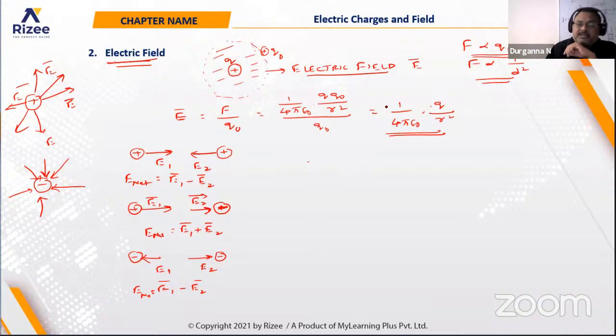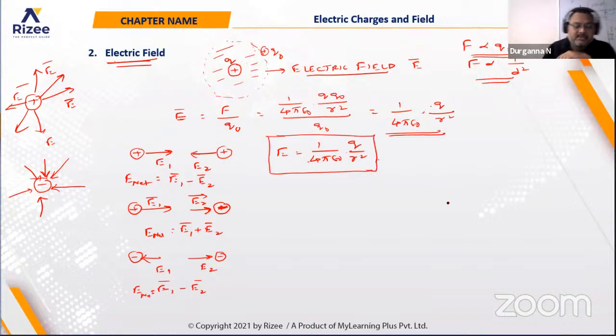So for the point charges, the electric field can be written as E is equal to 1 by 4 pi epsilon naught into Q by R square. So this is for a point charge or independent charges or isolated charges. This is for the discrete charges. But for continuously distributed charges, it is different.